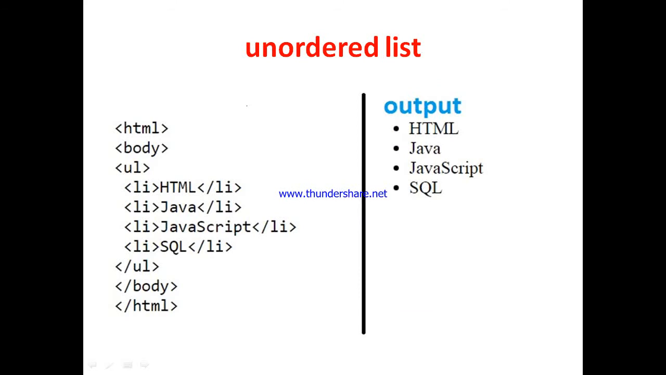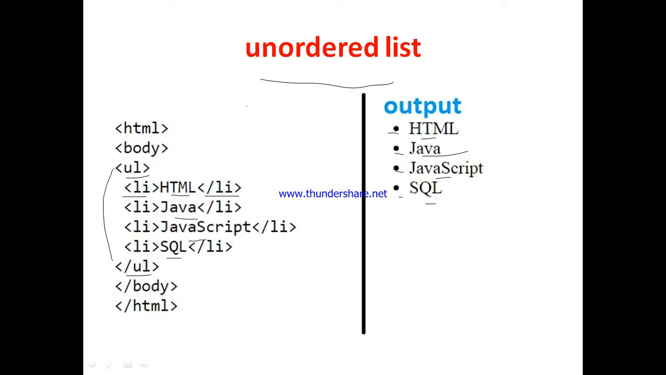Now first, the unordered list. Let us see how to use it. In this example, the UL tag stands for unordered list and the closing UL tag is defined. Inside it there are 4 items: HTML, Java, JavaScript and SQL, defined using the LI tag. LI stands for list item, with an opening LI tag and a closing LI tag. So what will happen now? After defining these tags in the HTML program, we get the 4 items HTML, Java, JavaScript, SQL marked by the plain bullet.